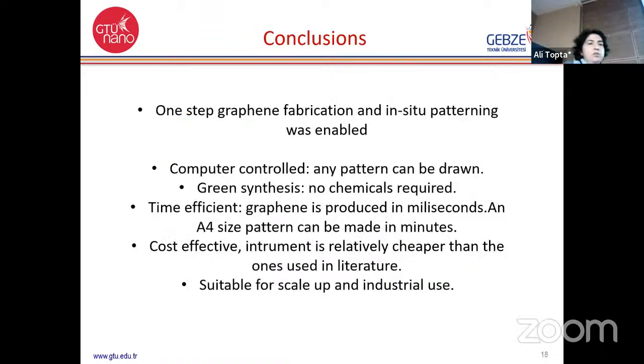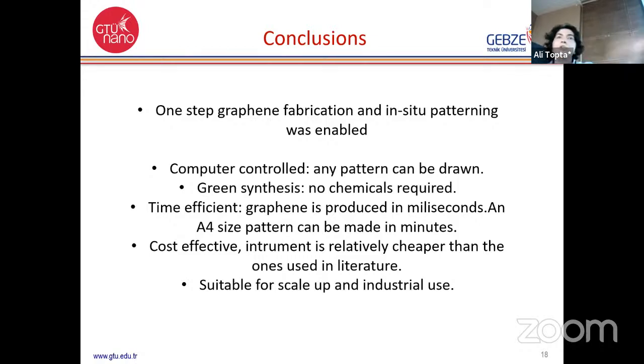In terms of conclusions, we can make our graphene either in film or powder form in a computer controlled way, so that we can draw any pattern. It's a green synthesis. Did you see? No chemical involved, nothing. So it's beautiful. It's time efficient. It is produced within milliseconds. Those electrodes that you saw, each of them cost around 1 minute to make.